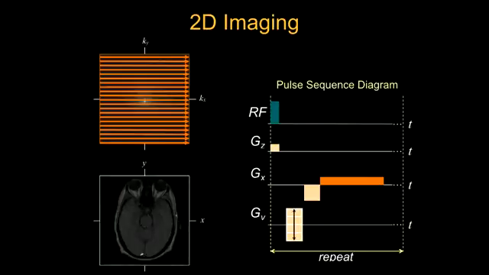My question is, why don't we just use two frequency encodings instead? Why don't we just use two frequency encodings to encode the two dimensions, instead of using phase encoding in one and frequency in the other? Yeah, that's a great question.